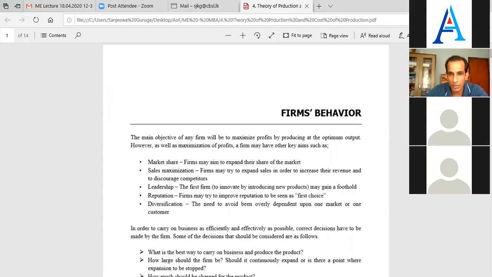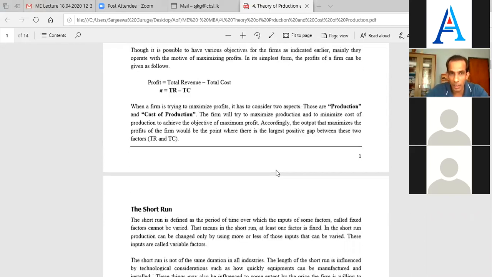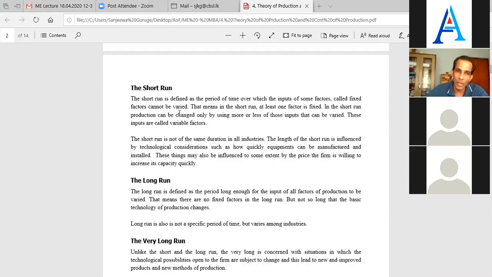Right. So can you see now? Yes. So under this firm's behavior, the short run and long run are given. We know the meaning of short run, and an additional point is given here: the short run is not of the same duration in all industries. The length of the short run is influenced by technological considerations, such as how quickly equipment can be manufactured and installed. This is what I mentioned earlier. In some industries, it may be very easy to manufacture and install this equipment.